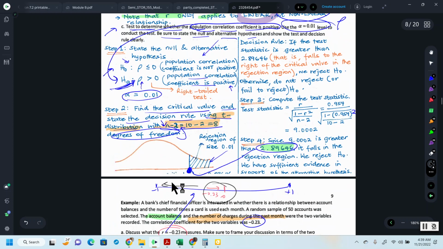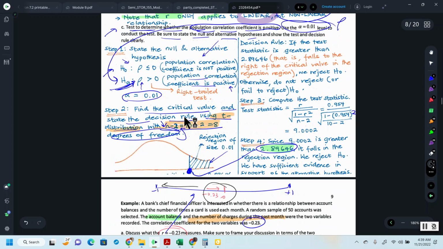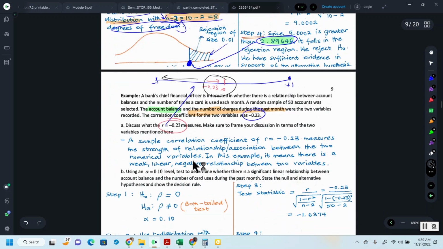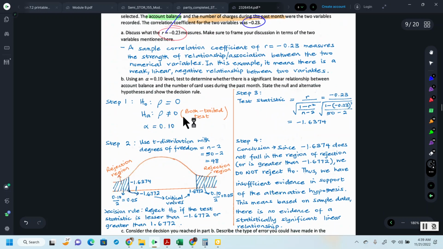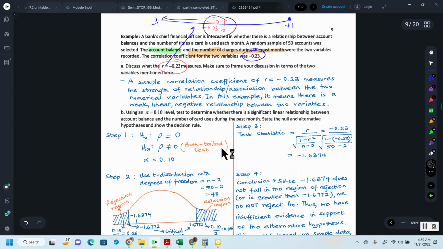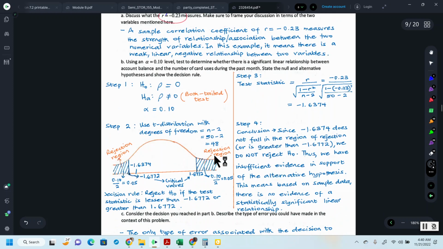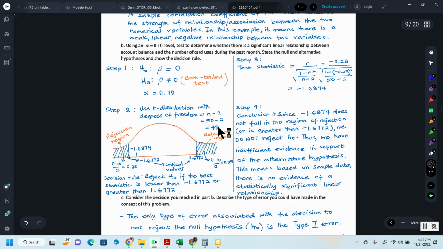Similar to what we did in the last example, we're going to find the critical value using the degrees of freedom and the alpha we have been given in the question. Take note, in this context, you have a both-tailed test, or a two-tailed test. So I'm going to shade one tail here, shade another tail here. What is my degree of freedom? I need n minus 2. We were told that the random sample was 50 accounts, so it's going to be 50 minus 2, which is 48.